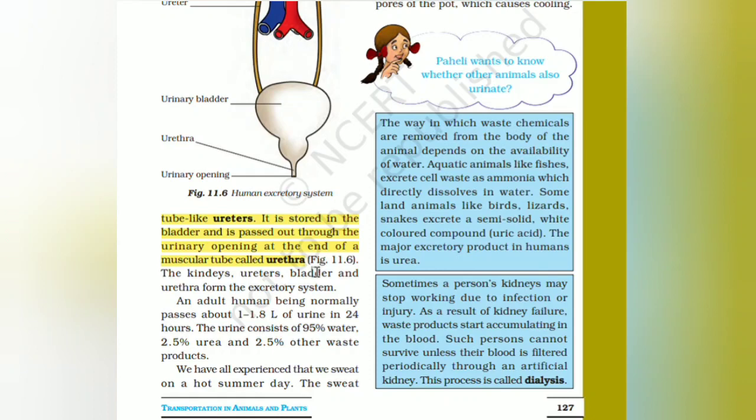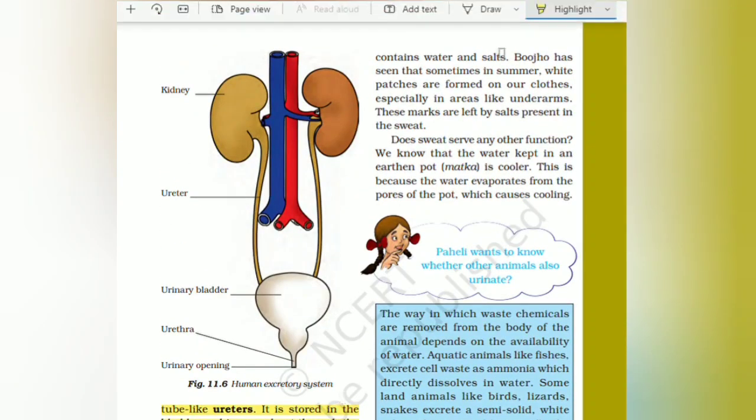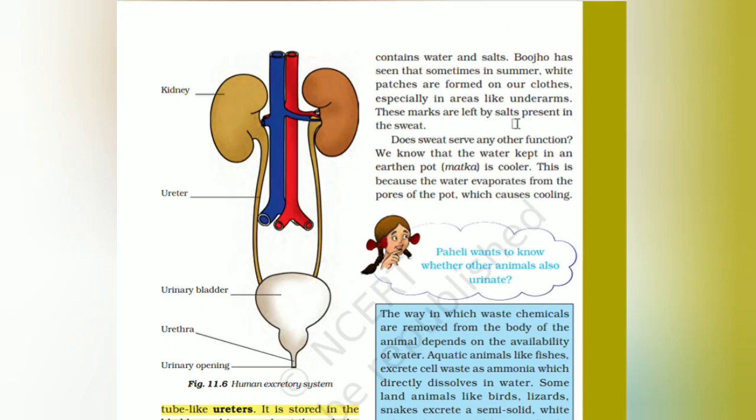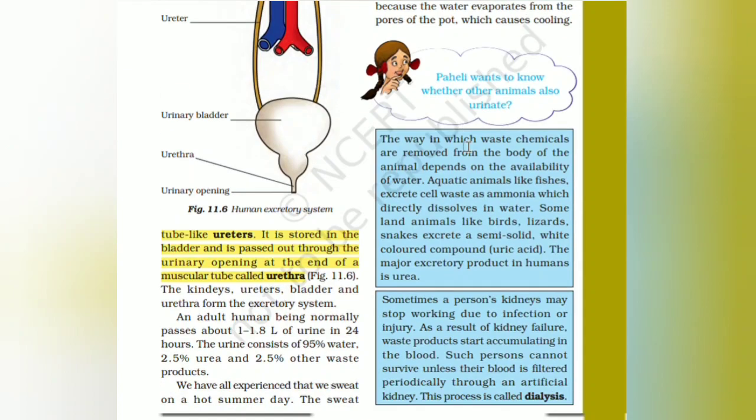We have all experienced that we sweat on a hot summer day. The sweat contains water and salts. Bojo has seen that sometimes in the summer, water patches are formed on the clothes, especially in areas like underarms, where marks are left by salts. It is due to the presence of the salt in the sweat. Does sweat serve any other function? We know that the water kept in an earthen pot is cooler. This is because the water evaporates from the pores of the pot, causing cooling.